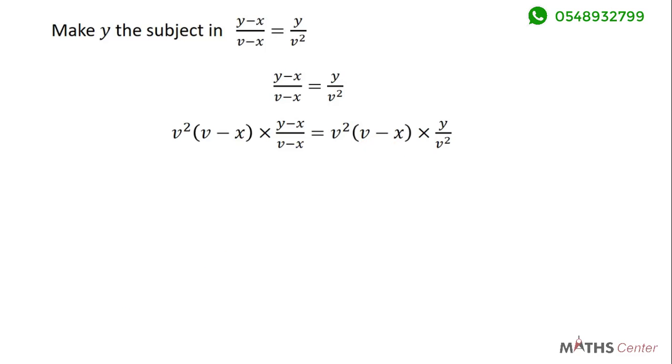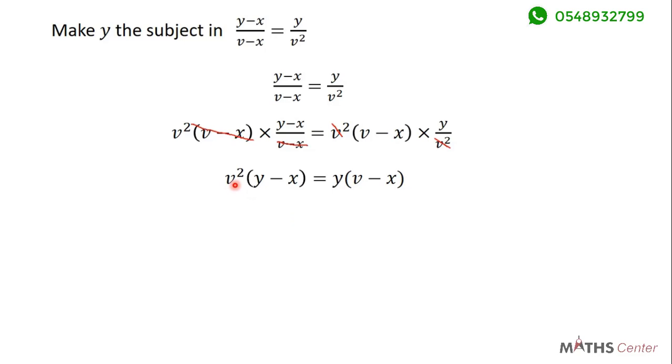Now you do the cancellation. We know that v minus x will cancel v minus x, so you have v squared here will cancel v squared here. So you are going to have v squared times y minus x, so v squared into bracket y minus x. I've explained why we have to put y minus x into bracket, because it's a binomial and it's being multiplied by a single term, which is v squared. Here too we have v minus x times y, so I will put v minus x into bracket and write y outside the bracket. From here you open the bracket and you simplify.